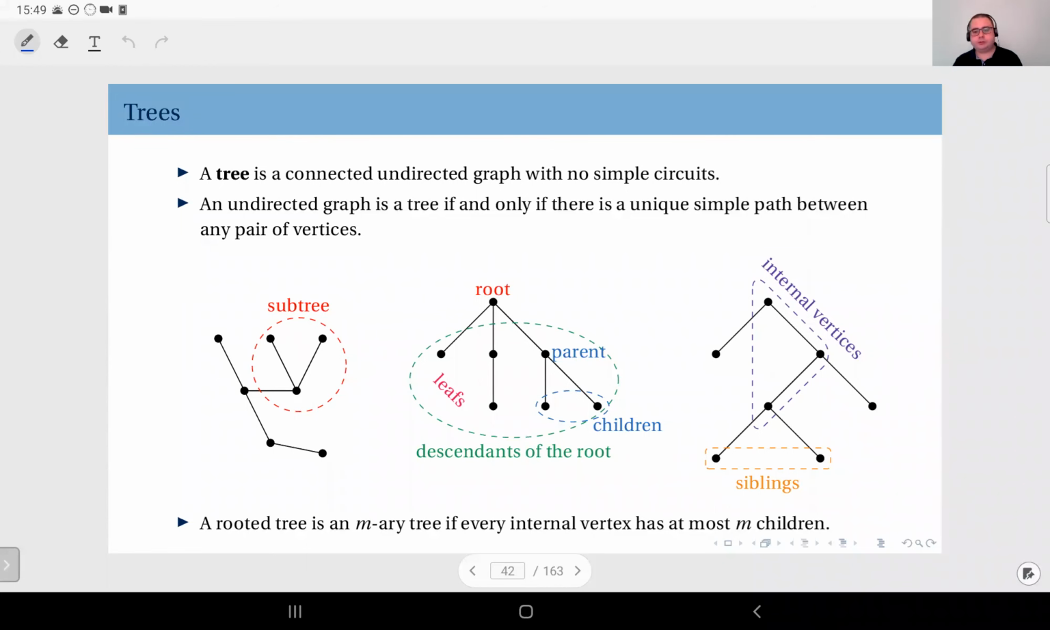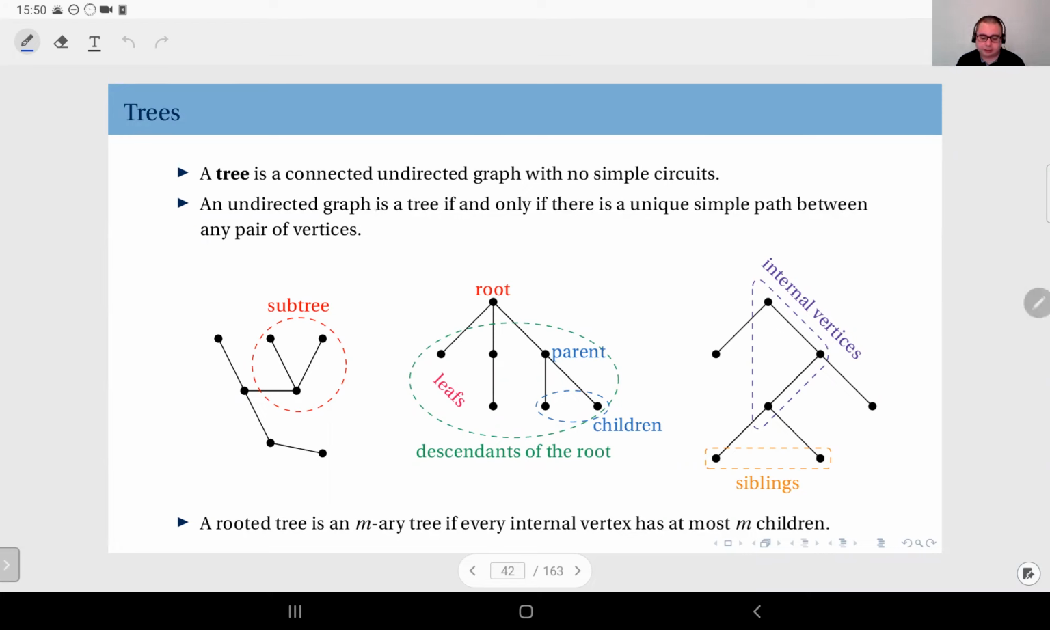Okay, we discussed graphs in general. From this point on, we are going to focus on trees. And trees are, in fact, special types of graphs. A tree is a connected, undirected graph with no simple circuits. Okay, so you cannot find a circuit in a tree. This means from one vertex to another, if there is a path, there is a unique path.